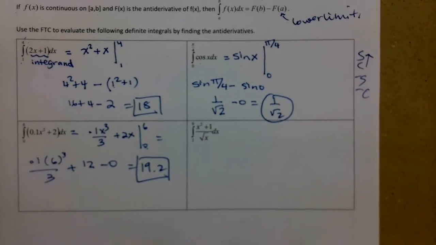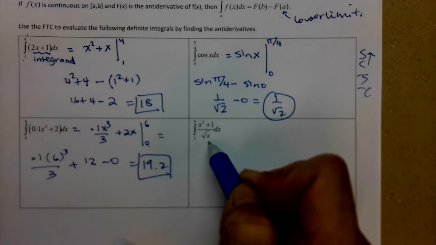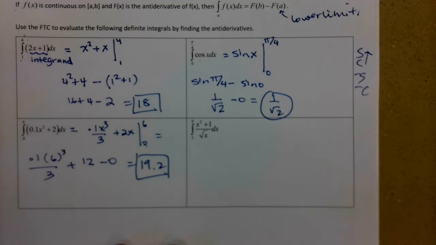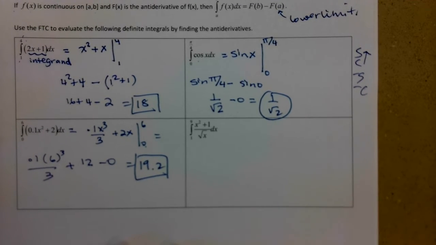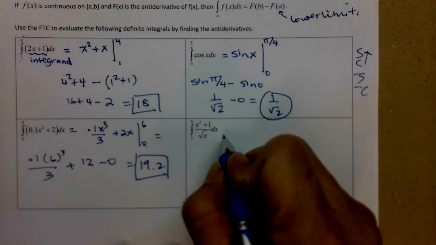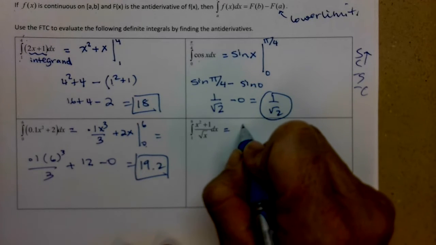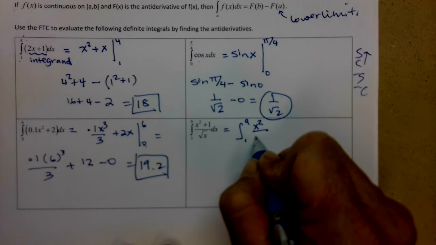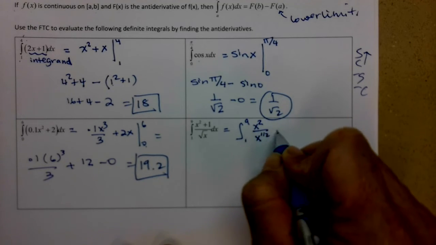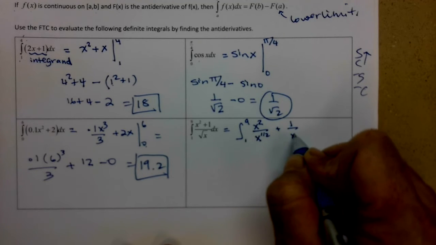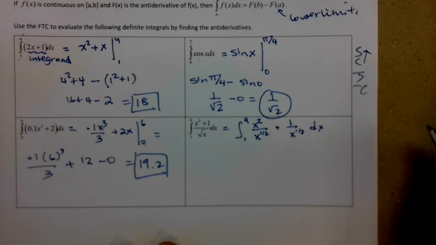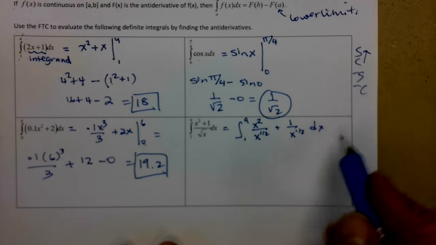Okay, last one. This one's a little bit tricky because I have that x in the denominator, and we don't have a strategy yet for integrating a quotient. So what's something we could do? Yeah, exactly. We're just going to split this apart. We're going to go still 1 to 9, and I'm going to write that as x squared over x to the 1/2 plus 1 over x to the 1/2 dx. And I've already gone to exponents instead of radicals so that I can figure that out.